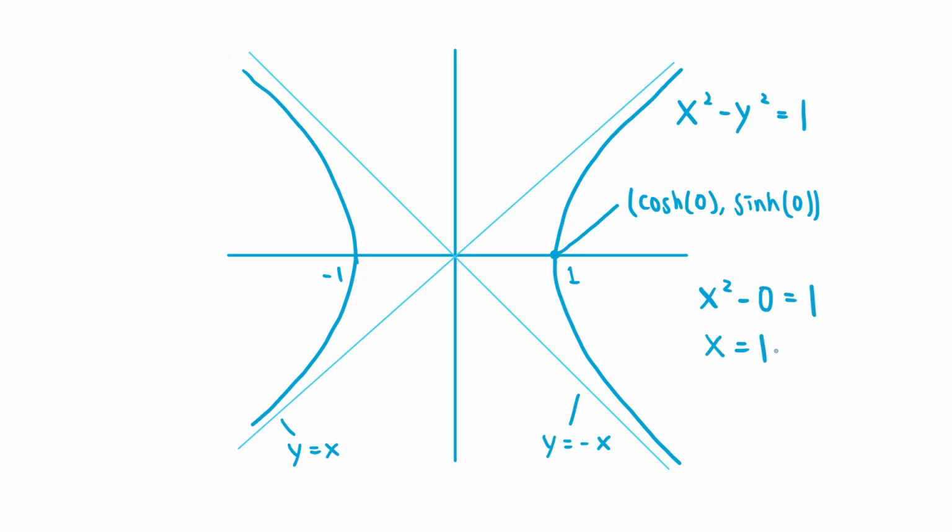We are ignoring the case where x equals negative 1, since we defined hyperbolic functions to be on the part of the hyperbola where x is positive. So x equals 1 and y equals 0, so the point where the line meets the hyperbola is (1, 0). And the point always has the coordinates cosh of a, sinh of a, and in this case a equals 0, so we can conclude that cosh of 0 equals 1 and sinh of 0 equals 0.